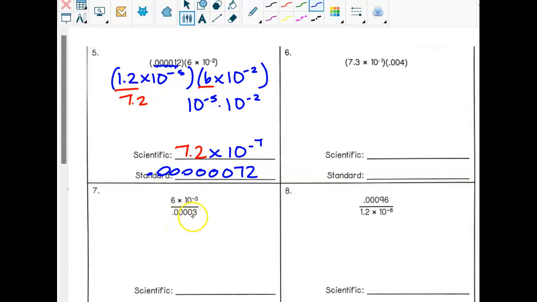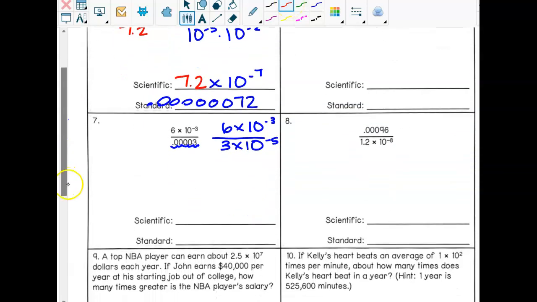Okay, let's go ahead and do number 7 together. First, I need to convert this one to scientific notation. So I'm going to put a decimal there. So the top is going to stay 6 times 10 to the negative 3rd. The bottom is going to become 3 times 10 to the 1, 2, 3, 4, 5, negative 5th. So keep the numbers separate from the exponents. We're going to divide 6 and 3.